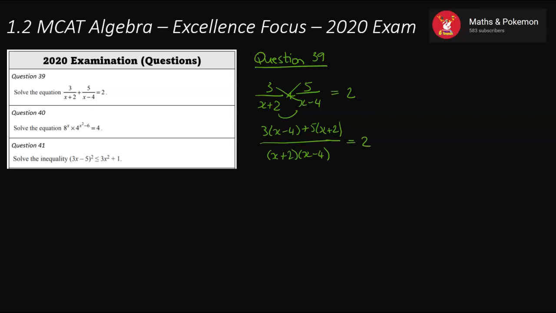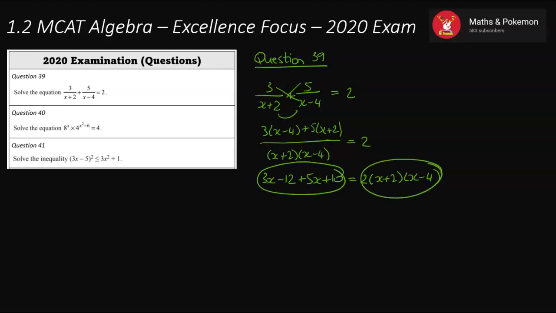We're going to expand and simplify the numerator. So that's going to leave us with 3x minus 12 plus 5x plus 10. And at the same time, this denominator here is just division. I'm going to move it to the other side as multiplication. So that's going to be 2 times those brackets that I'm getting out the way. At this step here, I'm now going to simplify the left-hand side. At the same time, I'm going to expand the right-hand side. So that there is 8x minus 2, and that should be equal to 2 times x plus 2, x minus 4.